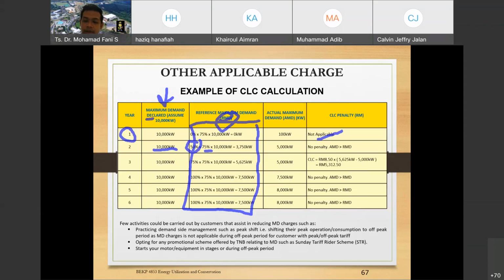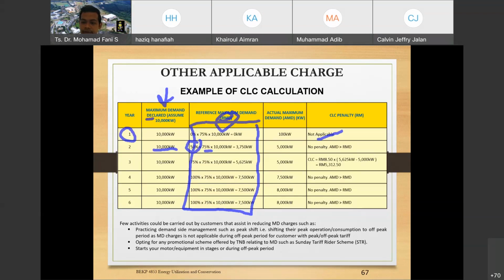If your actual maximum demand is higher compared to the maximum declared one, you need to look back at your operation and try to upgrade your substation. At least you will have a proper sizing for the transformer, etc. later on.